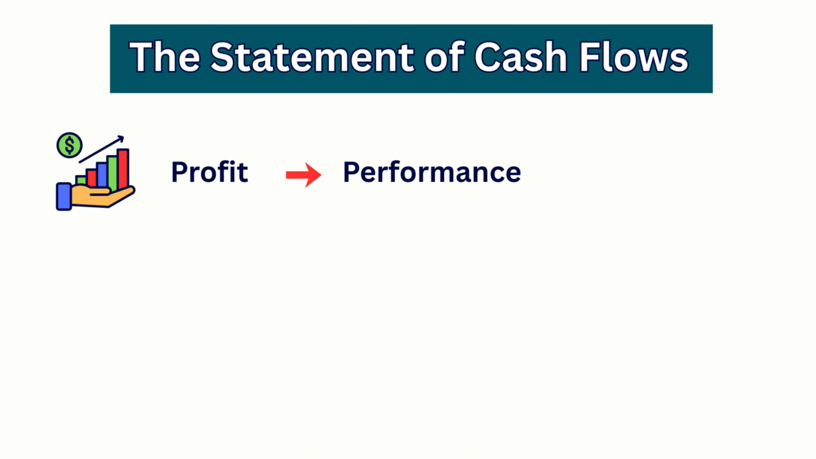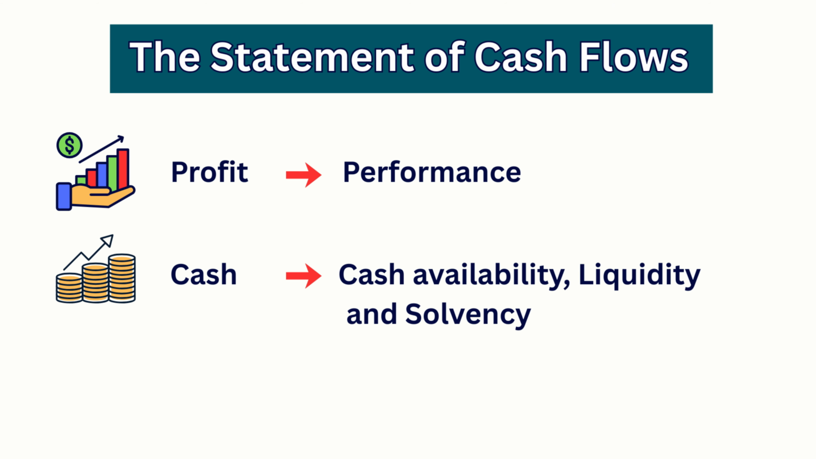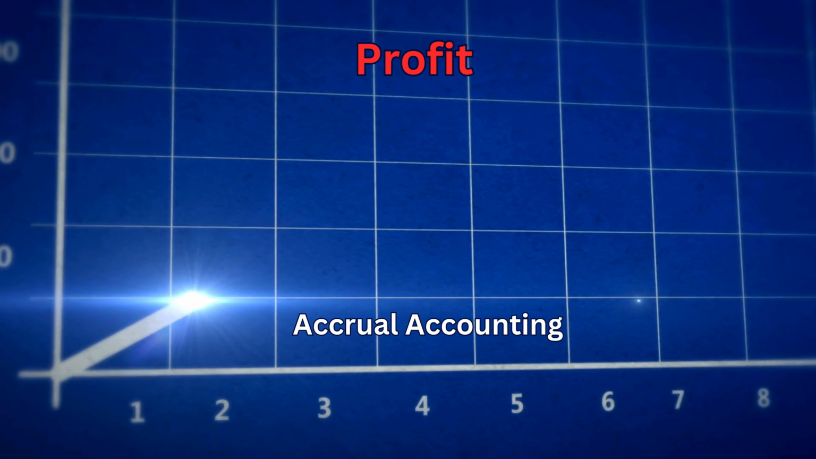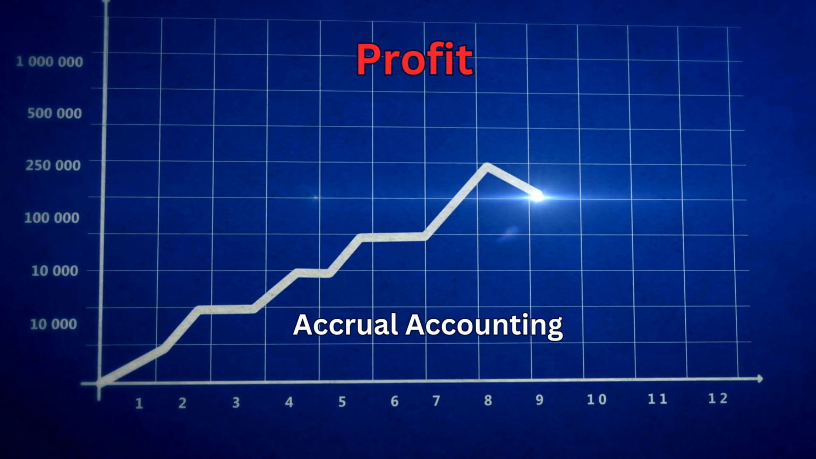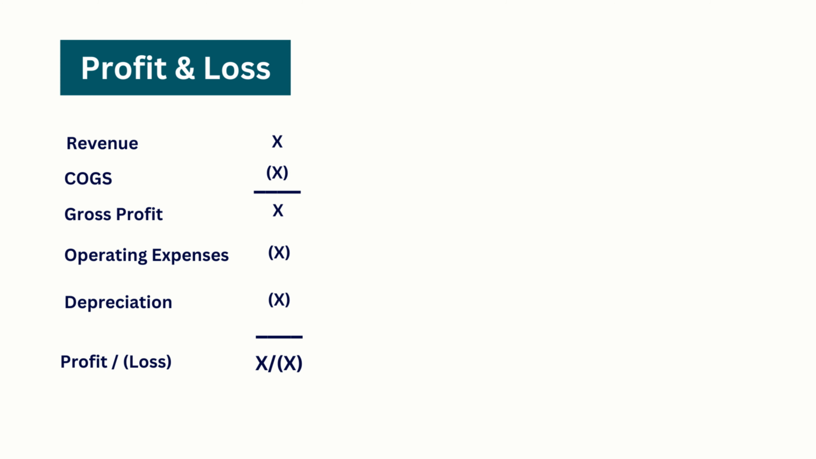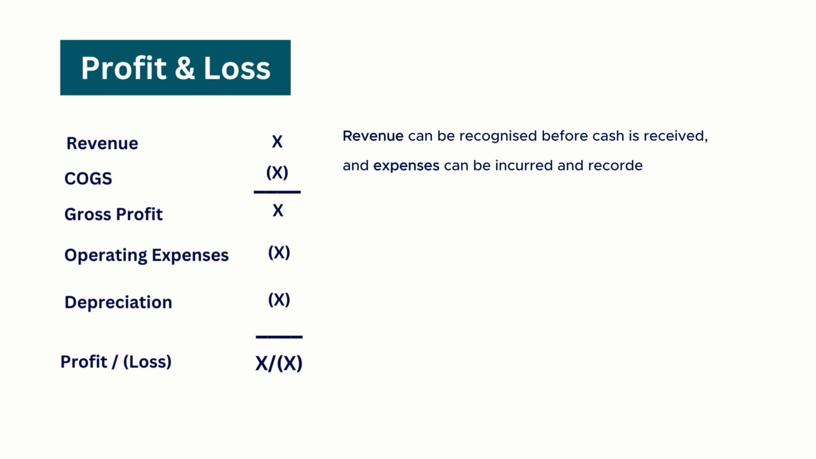Now here's the key idea to understand from the beginning. If profit tells us about performance, cash flow tells us about actual cash availability, liquidity, and solvency. A company can report strong profit and still face serious financial trouble because profit is calculated using accrual accounting. That means revenue can be recognized before cash is received, and expenses can be incurred and recorded before cash is paid. It also includes non-cash items like depreciation.